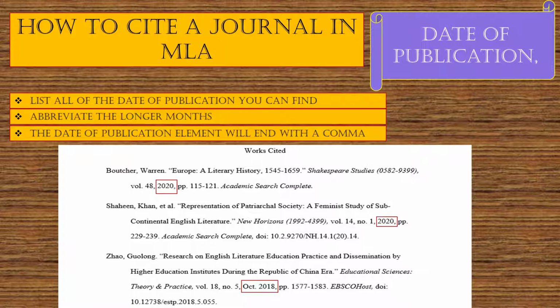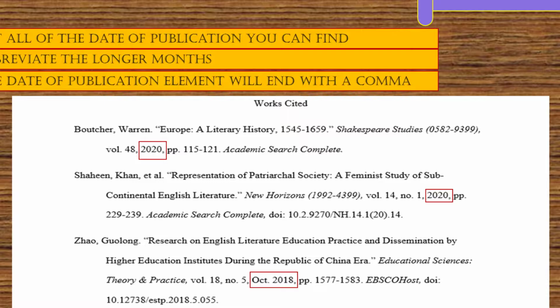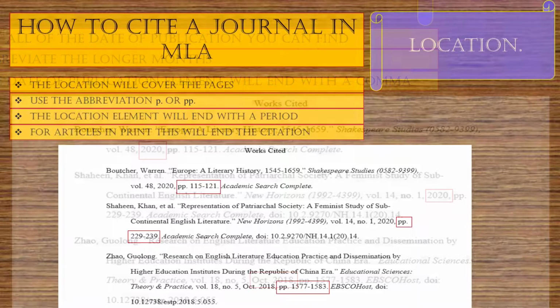Following the issue number will be the date of publication. List the full date as it appears on the source. If a month is included, abbreviate the longer months, as seen in the example here. This element will end with a comma.